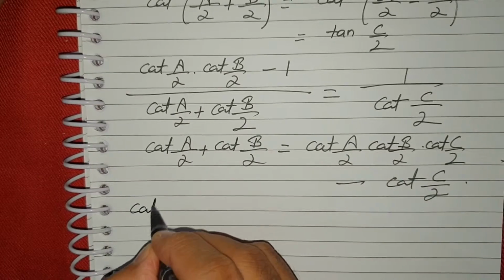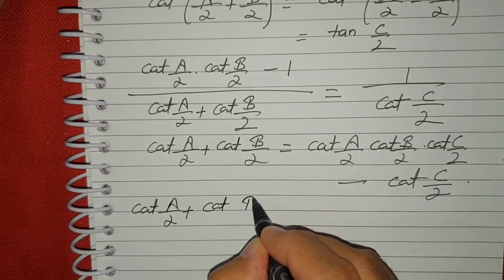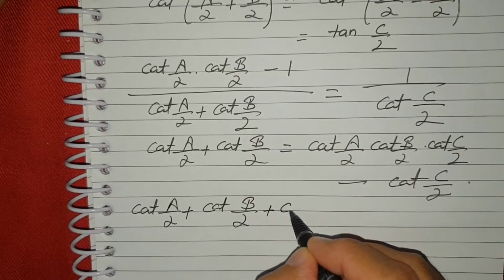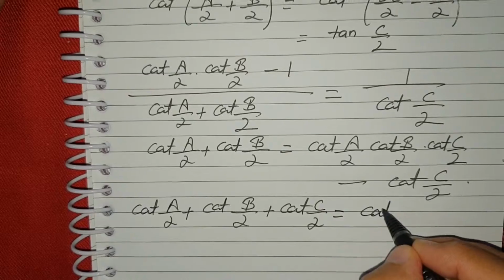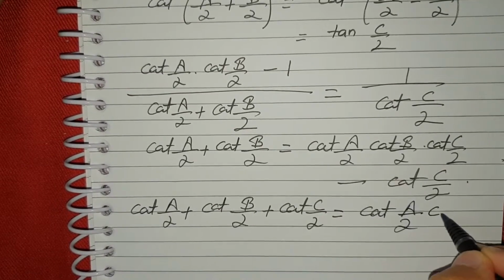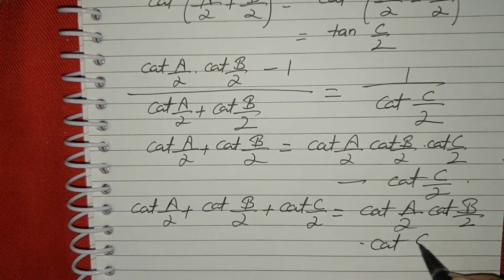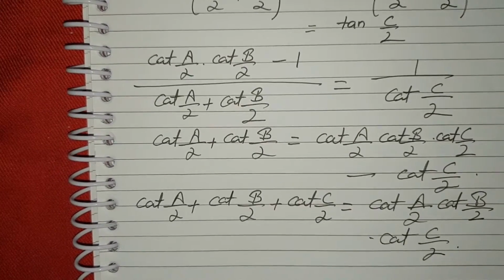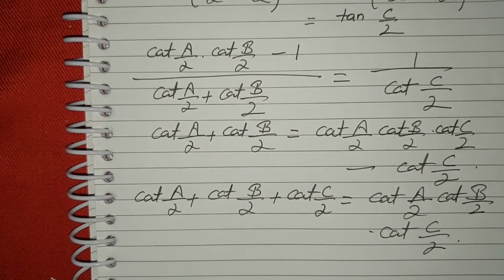So cot A by 2 plus cot B by 2 plus cot C by 2 equals cot A by 2 cot B by 2 cot C by 2. So these are actually the examples that you should follow involving the angles of a triangle.